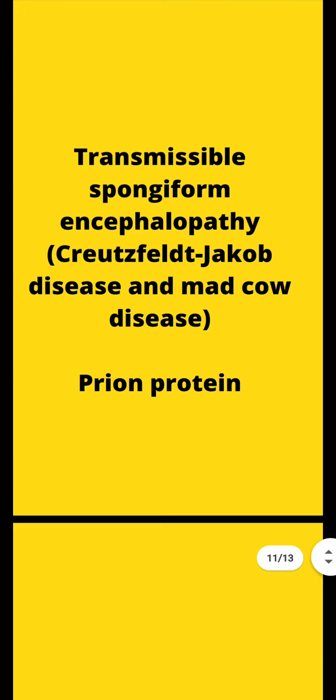And the last one is your transmissible spongiform encephalopathy. These are due to the defect in prion protein, right? And one example in cow is mad cow disease, and in human we are having Creutzfeldt-Jakob disease. So both are very important, as well as the name, that is transmissible spongiform encephalopathy, you should remember as far as different exams are concerned.